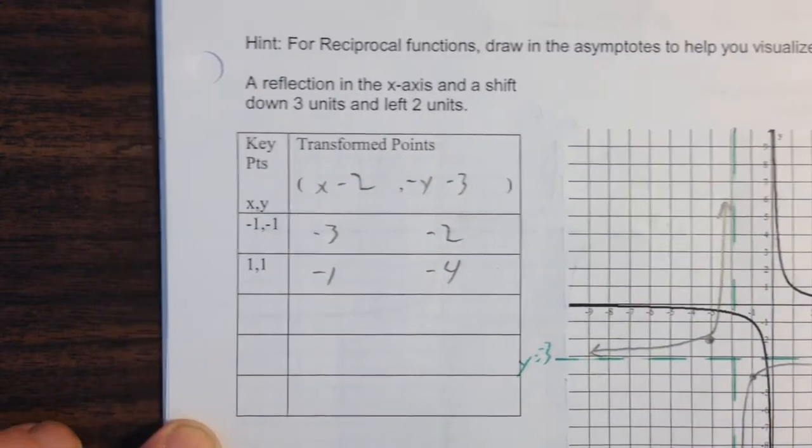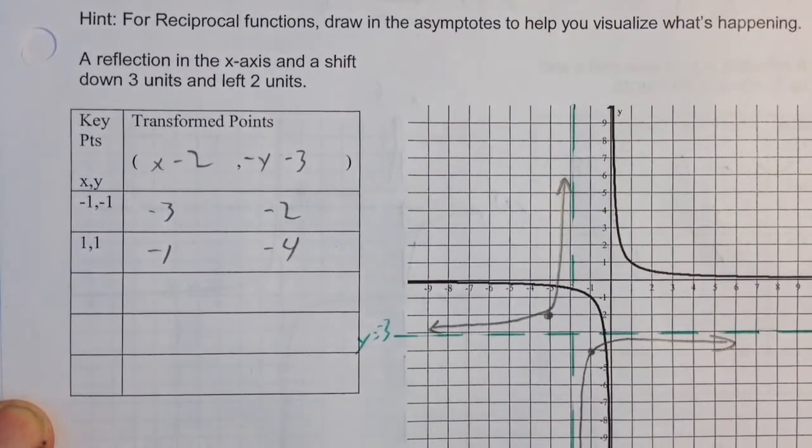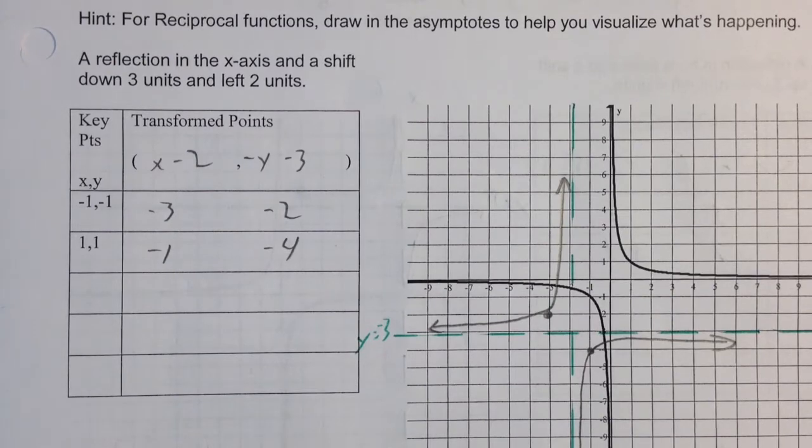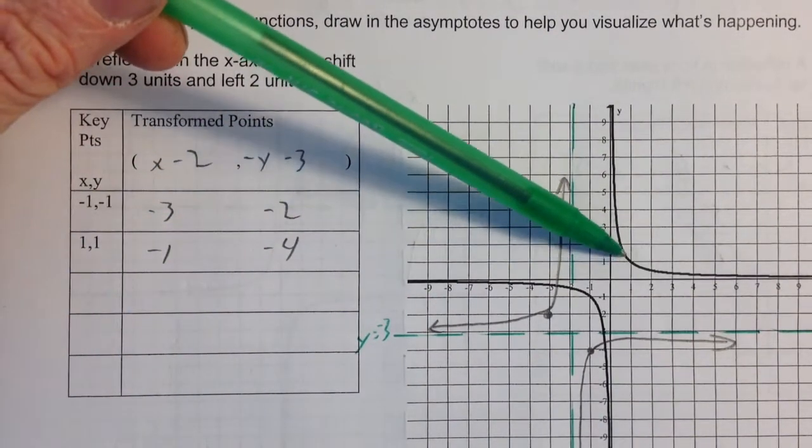Moving on to reciprocal functions. I would strongly suggest that before you try transforming reciprocal functions, you draw in the horizontal and vertical asymptotes. This will help you understand how the function is moving. So this is your parent function.